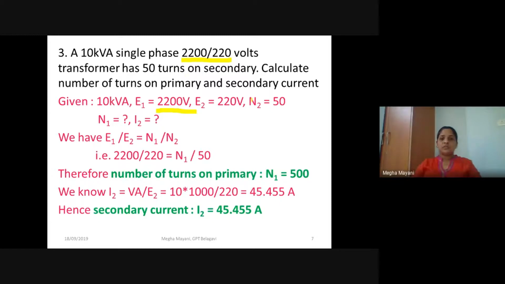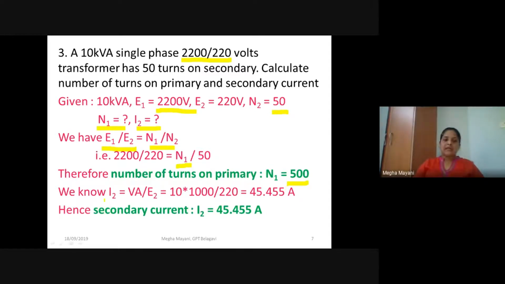The number of turns on the secondary is also given to be 50. We are asked to find the turns in the primary and the current flowing in the secondary. Obviously the number of turns in the primary should be greater than 50, and we also need to find the current through the load. We have the voltage ratio expression E1 by E2, which is exactly equal to N1 by N2. Substituting the values for E1, E2 and N2, we get the number of turns on the primary to be equal to 500.